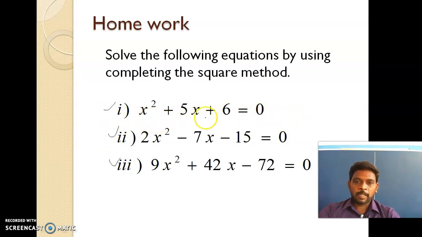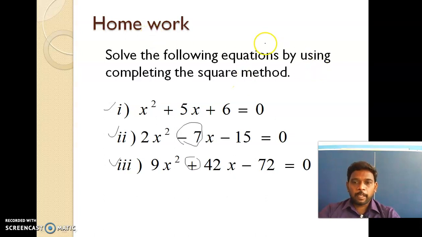So here x square plus 5x plus 6 is there. So everything is plus only. The coefficient of x is nothing but plus only. Therefore you can use the (a plus b) whole square formula. And what about the second one? The coefficient of x is minus 7. So you should use the (a minus b) whole square formula. And the last one, the coefficient of x is nothing but positive only. Therefore you can use the (a plus b) whole square formula. Okay. So just proceed as it is in the example.